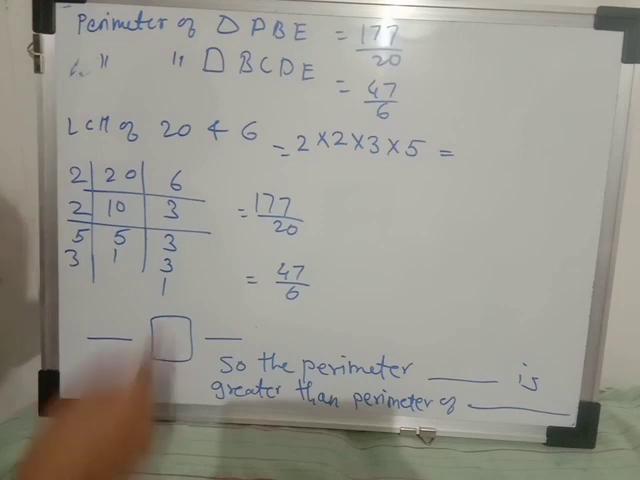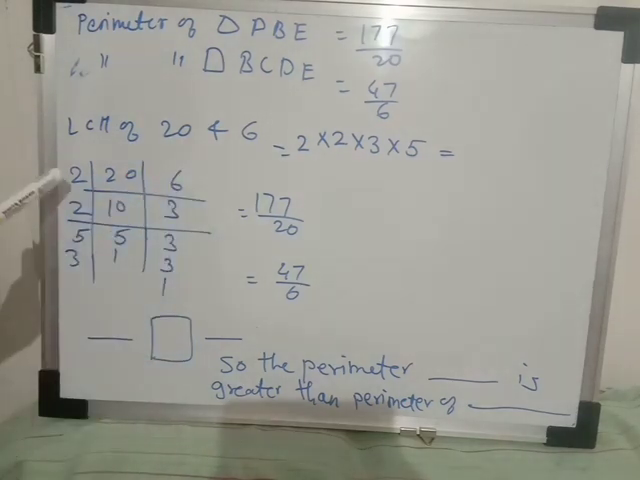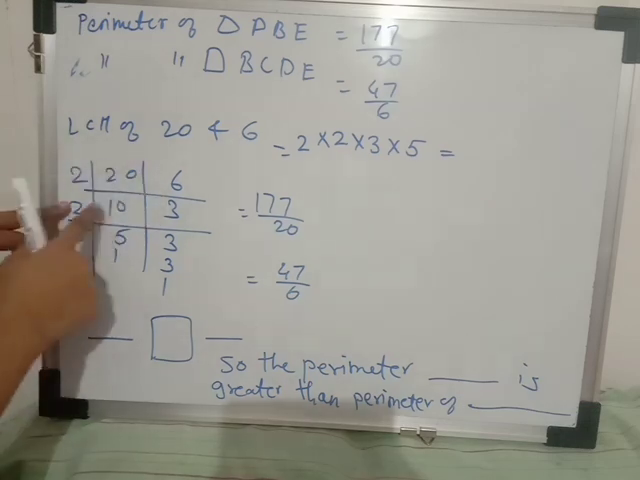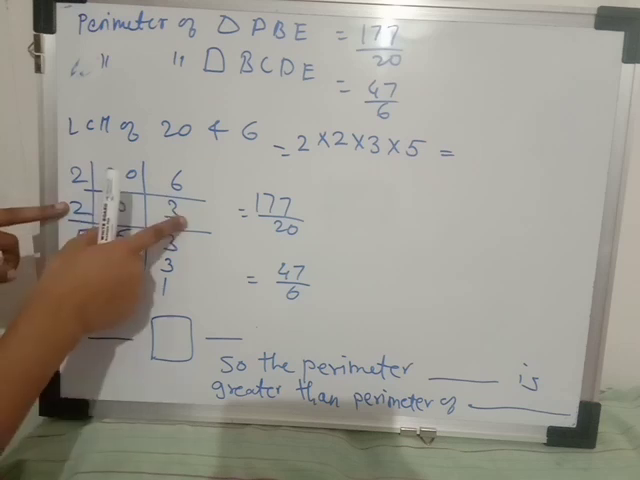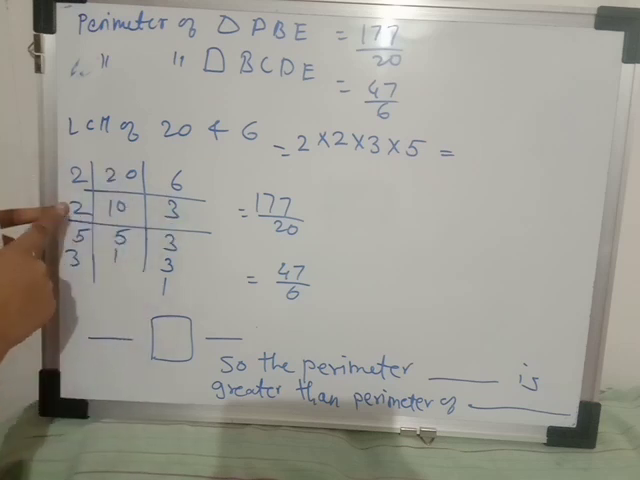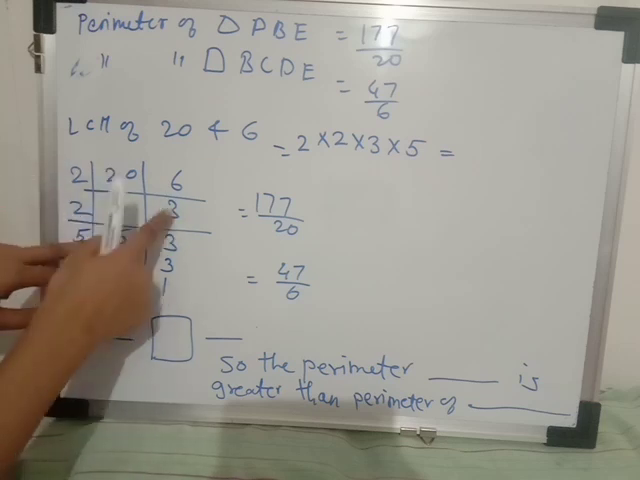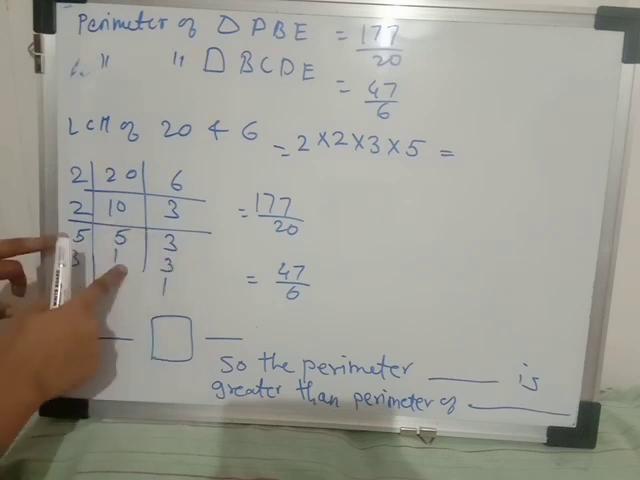So let's find out the LCM of 20 and 6. 2 tens are 20, and 2 threes are 6. After that, again divide 10 and 3 by 2. 3 we can't divide by 2, so 2 fives are 10, and 3 we write as it is. 5 ones are 5. 3 we can't divide, 3 ones are 3.